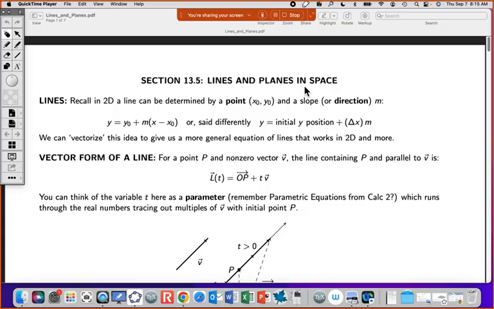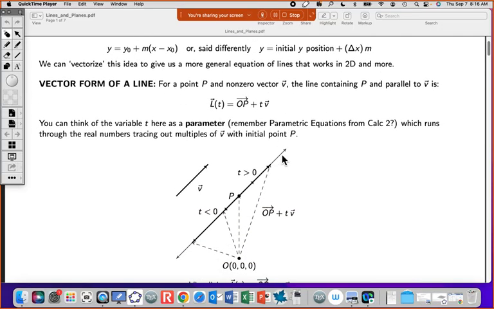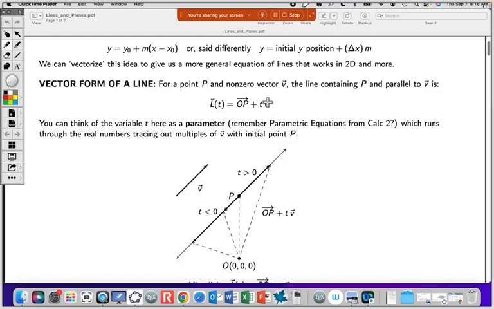Today we're going to finish up talking about lines and planes. So we'll finish talking about lines, and then we'll talk about planes. Yesterday we talked about three different forms of a line. We've got the vector form, the parametric form, and the symmetric form. So just a quick review here.